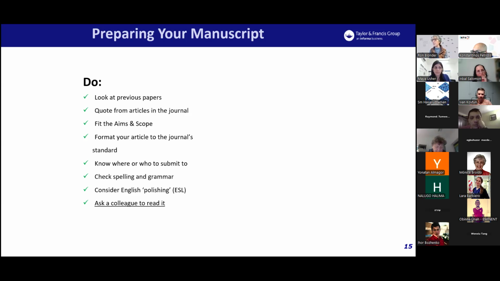Then read carefully the instructions for the authors and format your article according to the standards. If it should be 6,000 words, don't submit even 6,001 words, okay? If the titles should be like this, do it exactly like the instructions. If they use a certain way of references, APA or ACS or something, use exactly the references that they use.